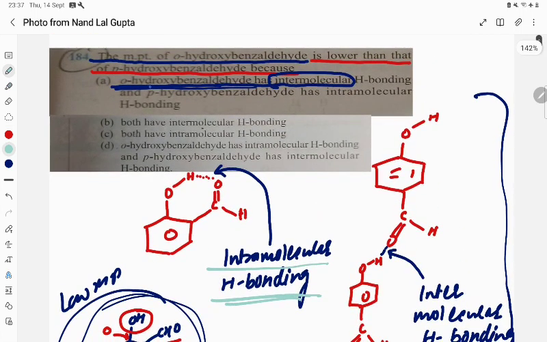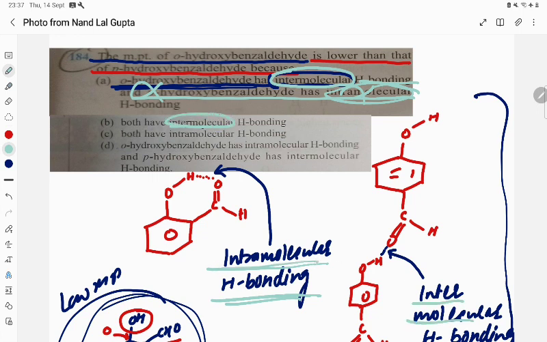So the first option is absolutely wrong, because here the word intermolecular hydrogen bonding is used for ortho, and para-hydroxybenzaldehyde has intramolecular. So this is wrong. Both have intermolecular? No. Here it is intramolecular and here it is intermolecular, between two different molecules. So the second is also wrong. Both have intramolecular? No. One is intra, another is inter. Now the last option, you see.